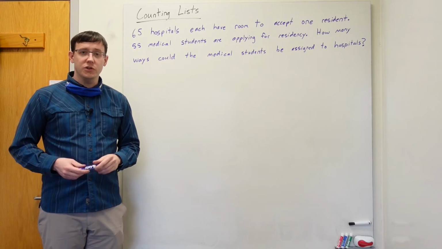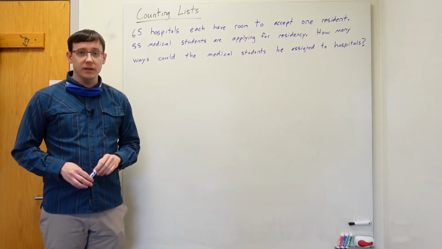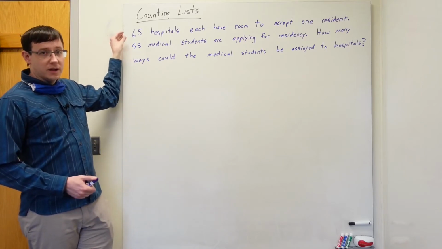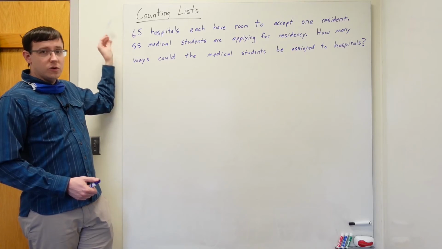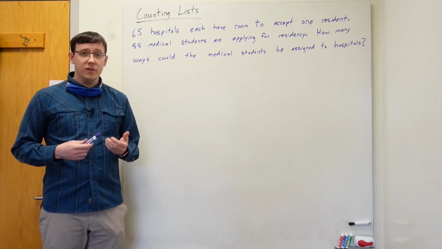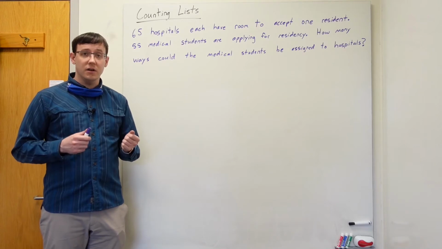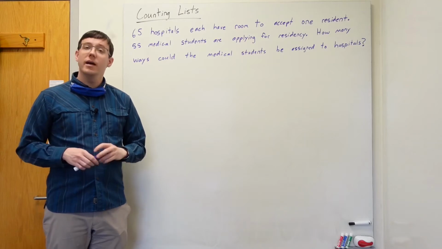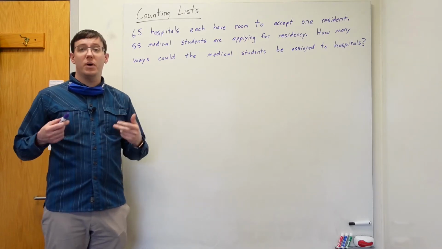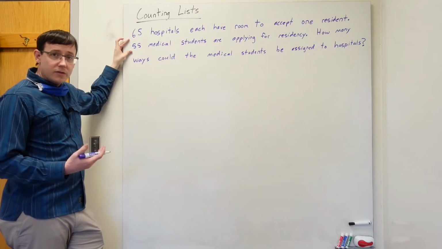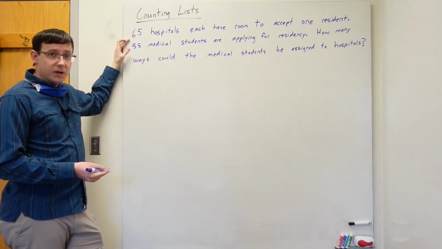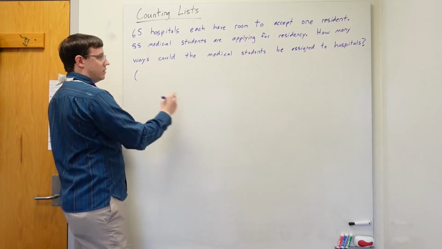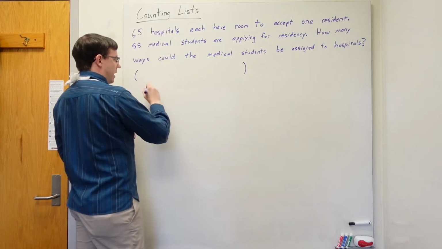We can also use our approach to counting the number of possible lists to answer questions like how many ways can we assign medical students to residency programs. We could solve this problem by making a list of the hospital to which each medical student is assigned, and then counting the number of possible lists. So our lists will have an element for each of the medical students, and so we will have lists of length 55.